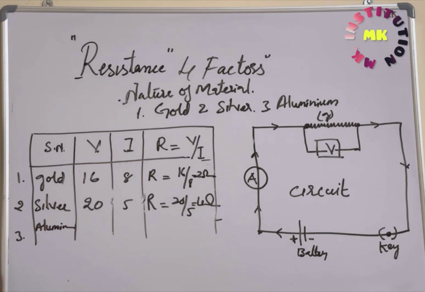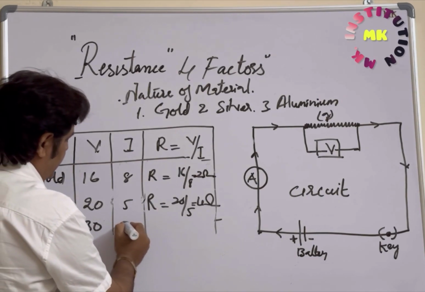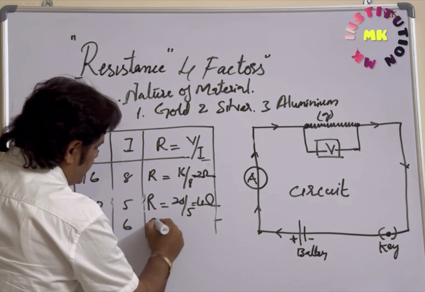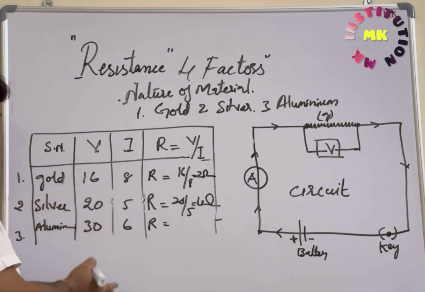Aluminum is there here. Okay. Now aluminum here 30. Okay. Then here 6. Then check it here now. This is only for the example. These numbers you will not get.